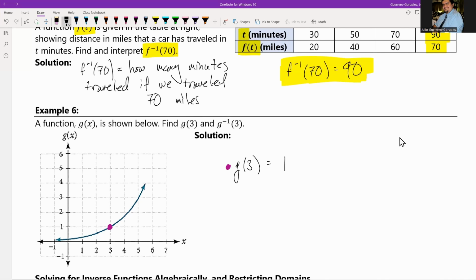Bam, all done. But now let's go backwards. g inverse of 3. Now this 3, that's right here, is a y value this time. So for this one, we are going to be looking at a different point. We are going to be looking at this point. See, for this point, the y is 3. It's asking me what my x is, and my x for this one is 5.